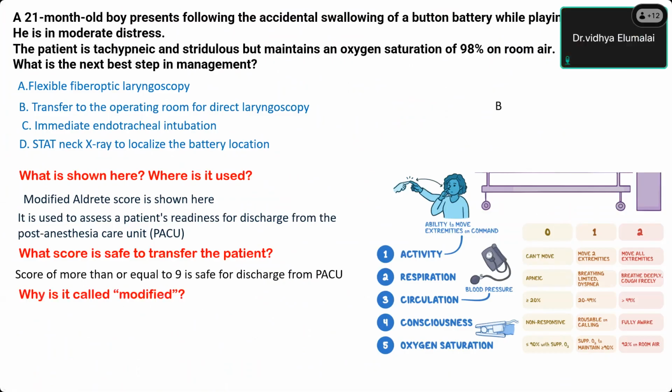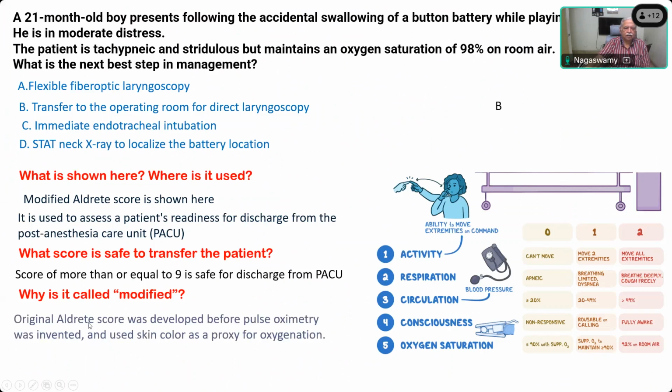Initially there was no oxygen saturation. There was no pulse oximeter to measure the oxygen saturation, so they went by the color of the patient's finger and lips to see whether any cyanosis is there. But after the advent of pulse oximetry, they started using the O2 saturation, so that is why it's called modified. The original Aldred was developed before pulse oximetry was invented and used skin color as a proxy for oximeter. The modified score replaced the skin color with pulse oximetry measurement of SpO2.